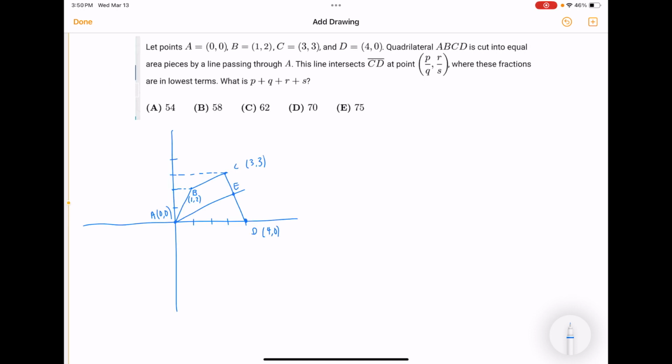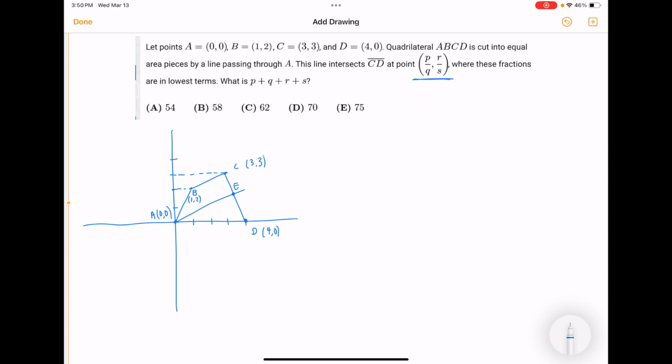So firstly, I drew out the quadrilateral and I named the points. And in the question, it says that the line that cuts the quadrilateral ABCD into equal pieces intersects CD at point P over Q and then R over S. So I'm just going to let that point be E, so it is right here. And so that means that triangle ADE and the trapezoid ABCE have the same area.